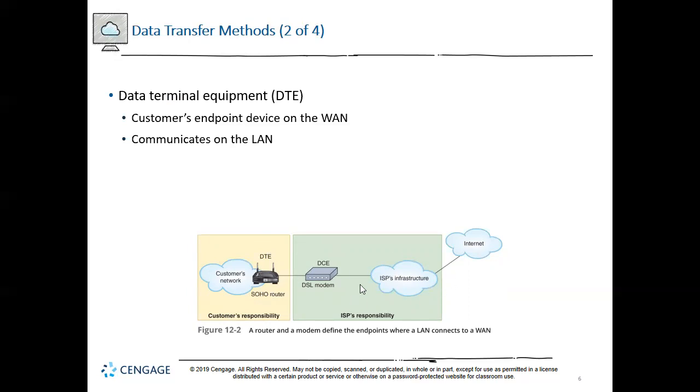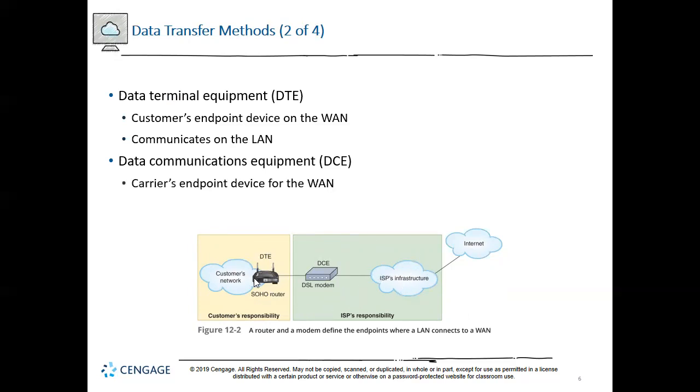The green stuff is supposed to represent the telecom carrier. And the telecom carrier is going to have some equipment there, which we'll refer to as DCE, which is our data communications equipment. That's not owned by us. If this was our network, that would be owned by Ooredoo. But we would own this stuff that we call the DTE.